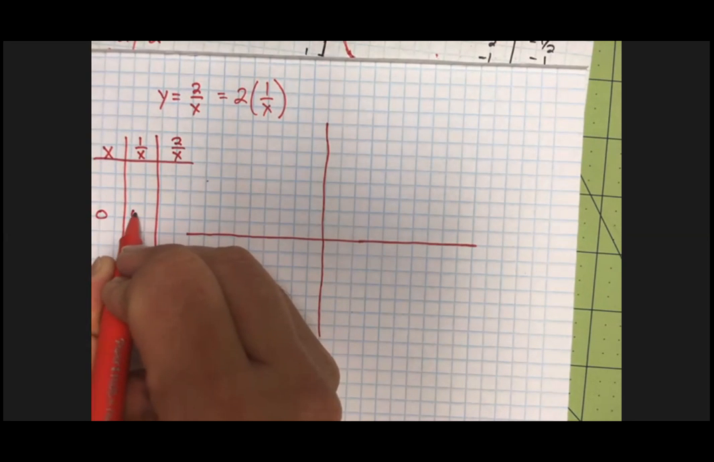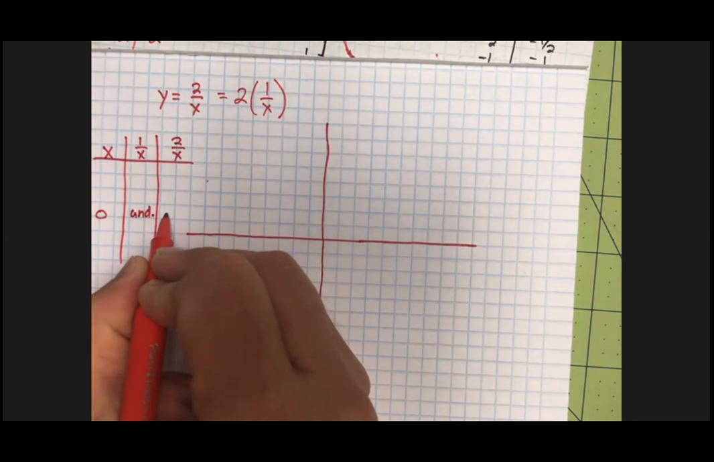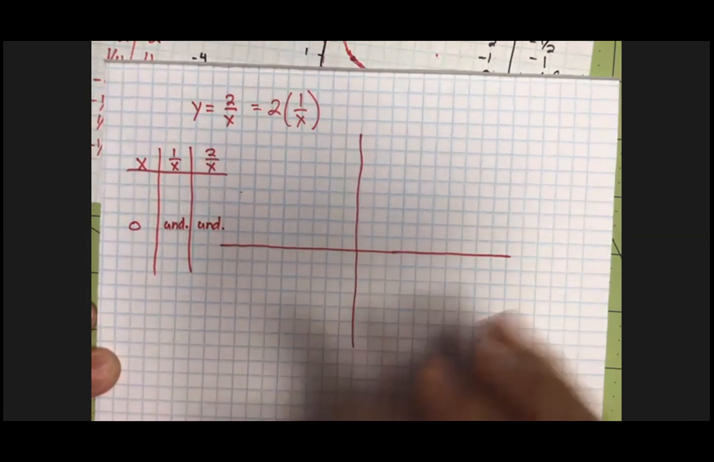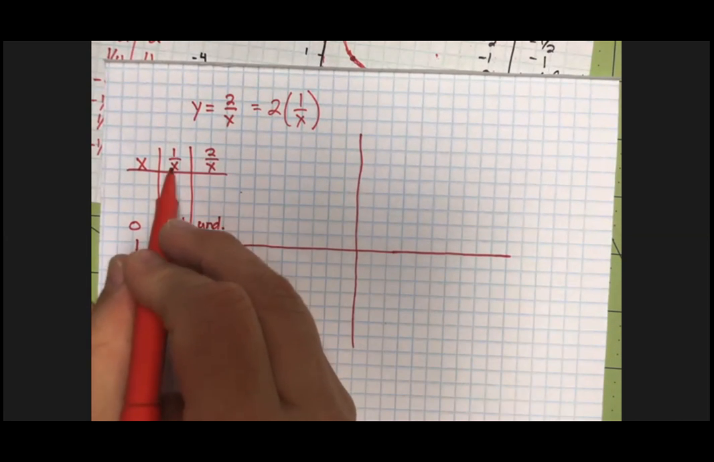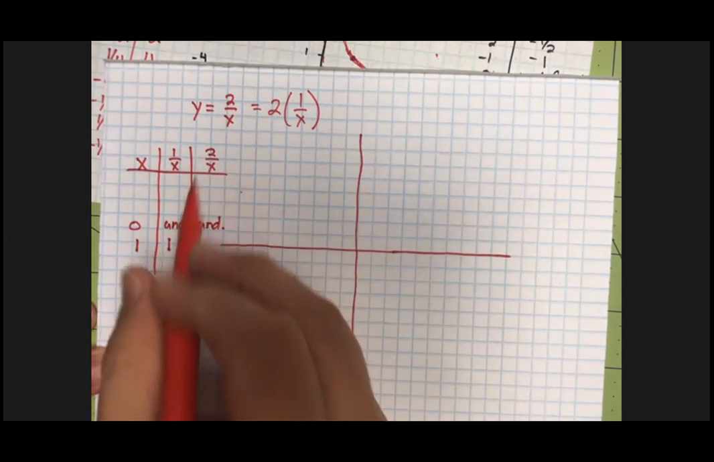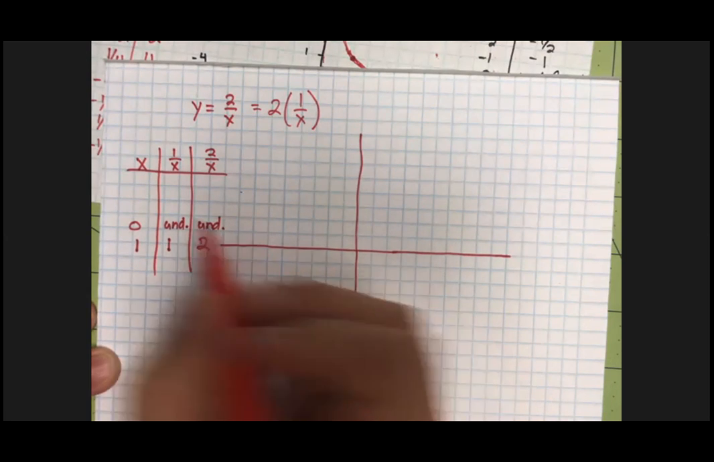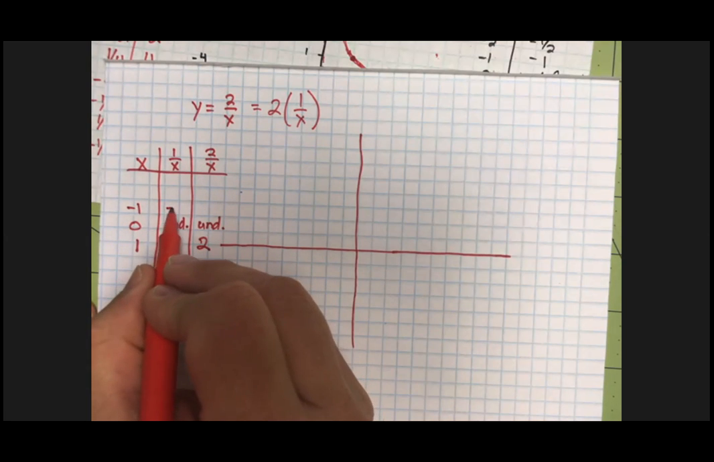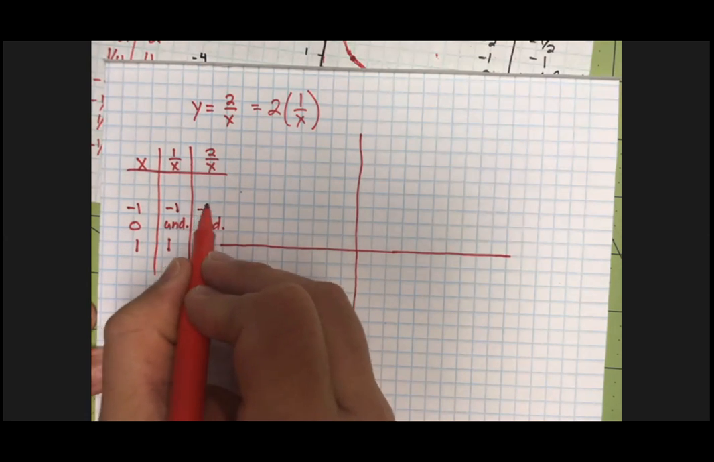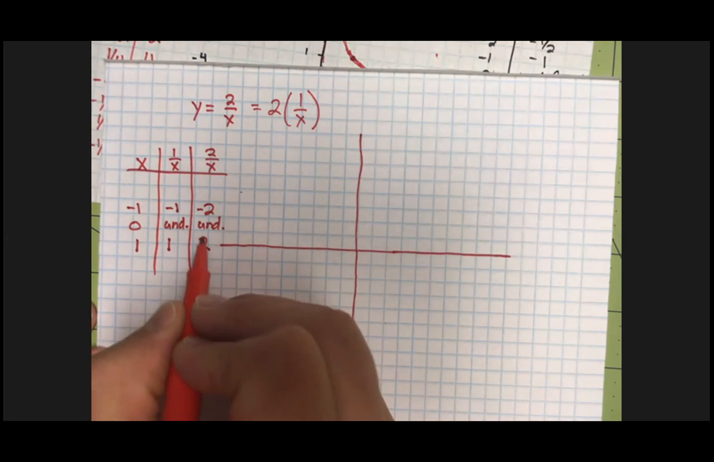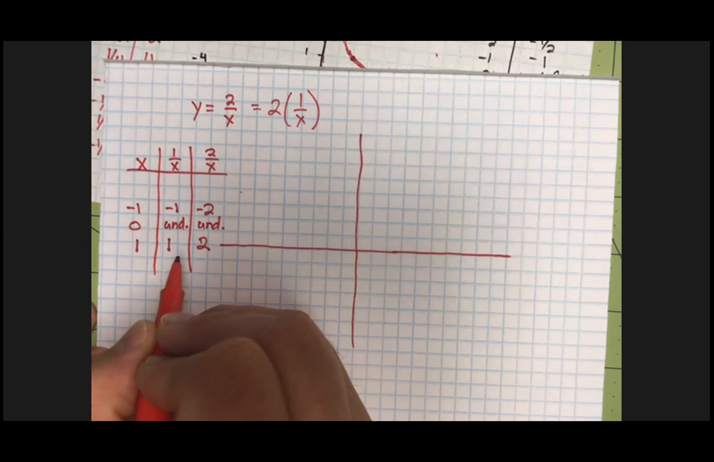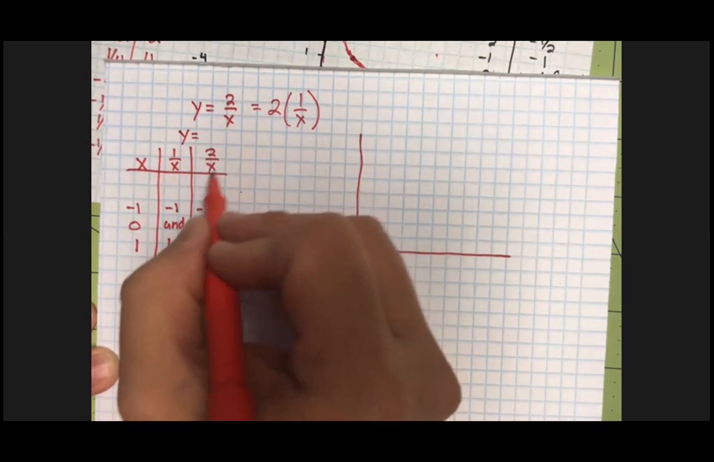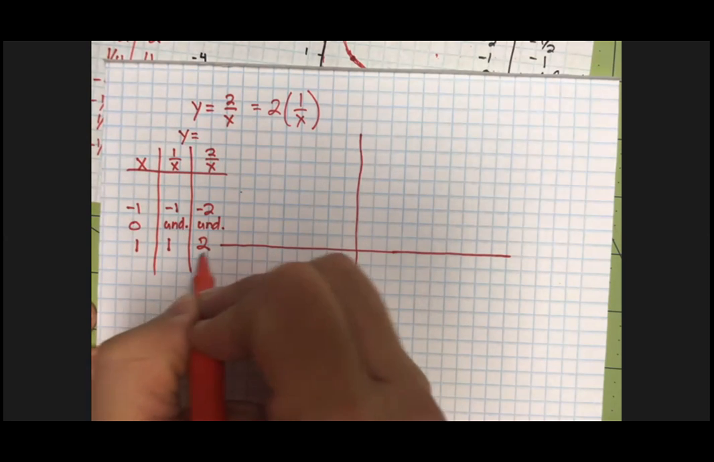Still, I cannot put in 0. Doesn't matter whether the 2's there or not. But if I put in 1, for 1 over x, I get 1. For 2 over x, I get 2. If I put in minus 1, for 1 over x, I get minus 1. And for 2 over x, I get minus 2. And I claim that that's going to be the pattern all the way through. All I'm going to do for my y values is double each y value I used to have.